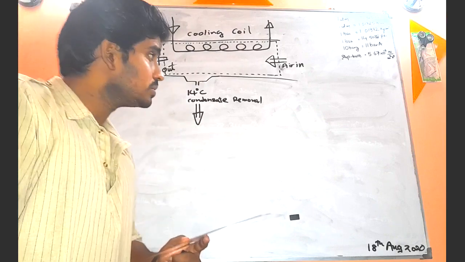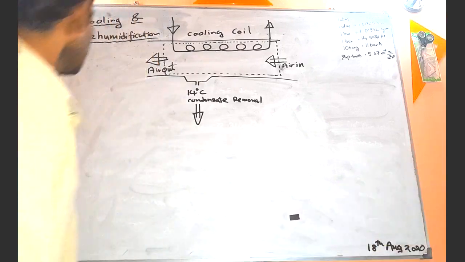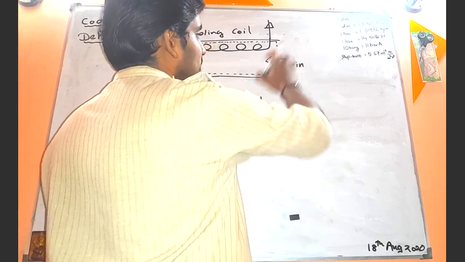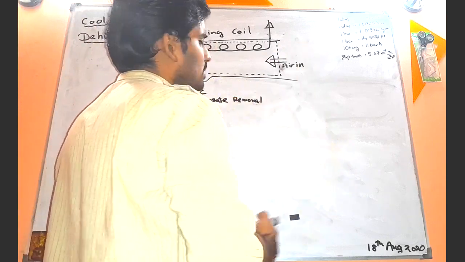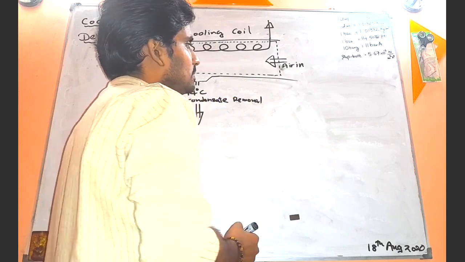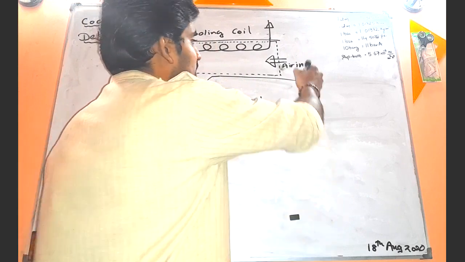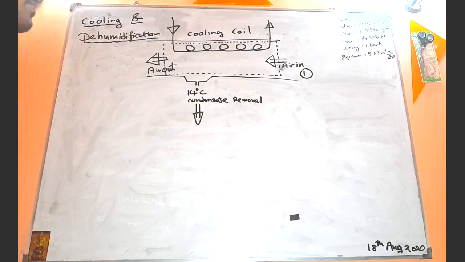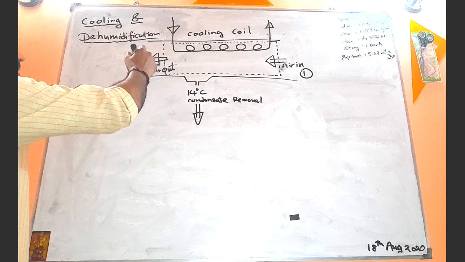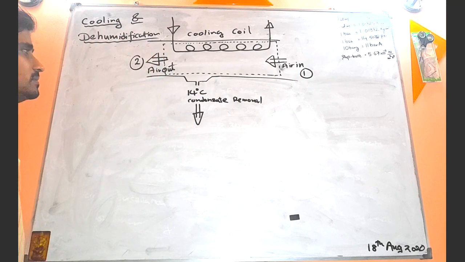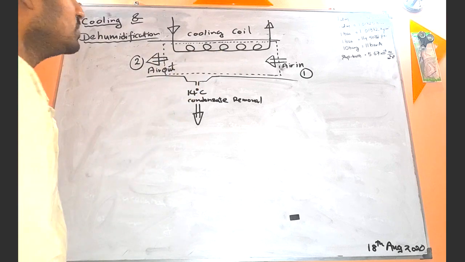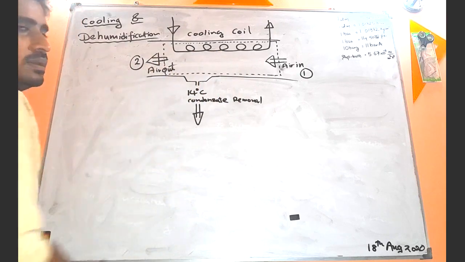Now, what is the input side? This is the input side, so let's label it. Label 1 is the input side. And this is the output side, and this is not the only output, but in between the process, this is the extreme outlet.